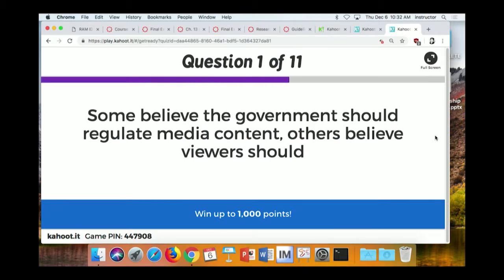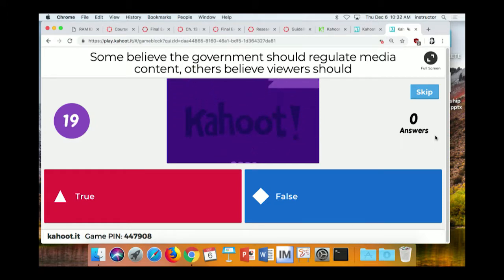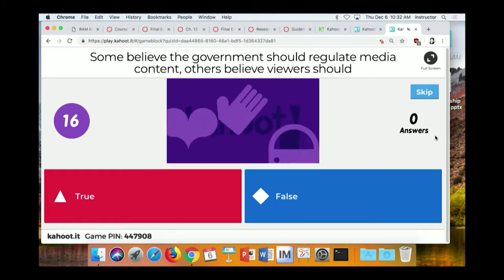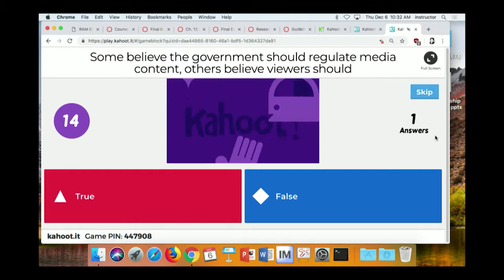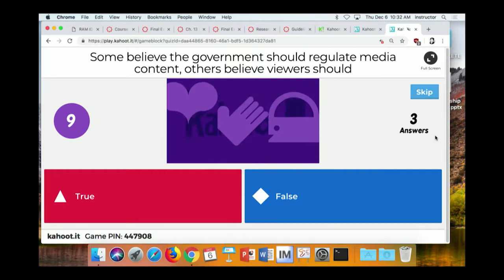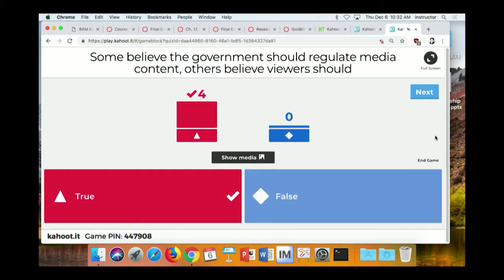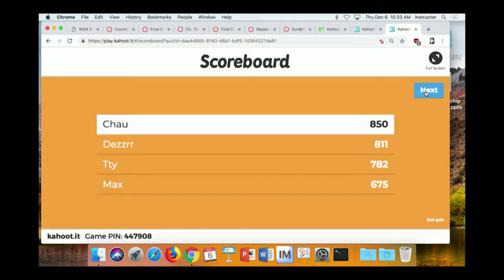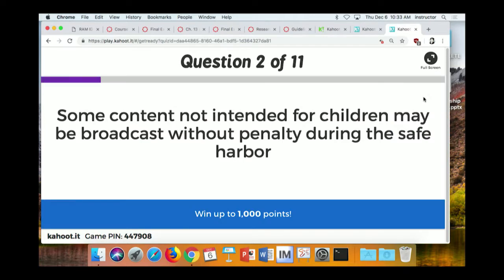All right, some believe the government should regulate media content. Others believe that viewers should. So we kind of discussed that. Is that true or false? Let's see, everyone got it right, true. Yep, there is a healthy debate as to whether government should get involved and regulate or whether viewers could take care of it themselves. And of course that debate also includes device manufacturers like smartphone designers or television designers. So it's been a big question.